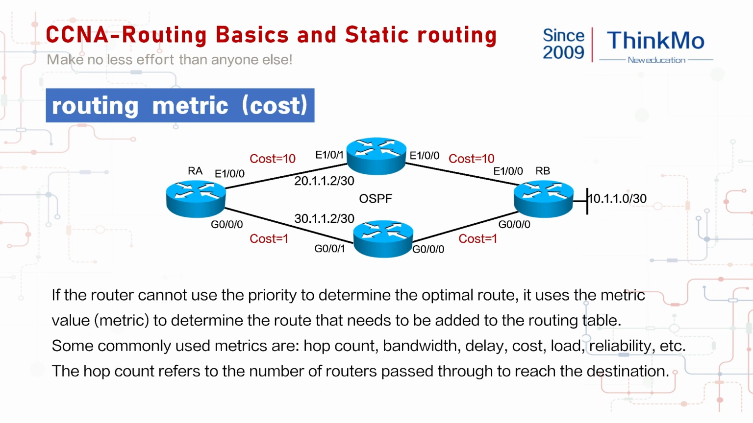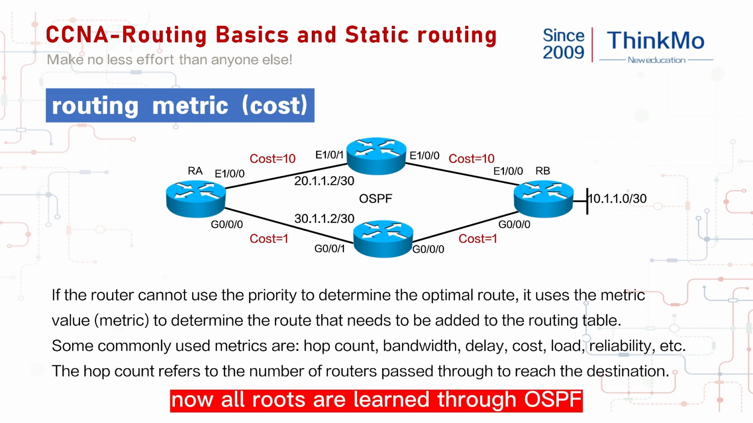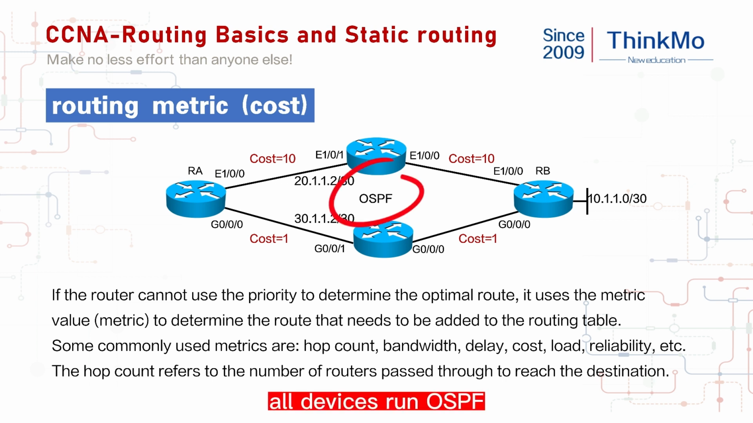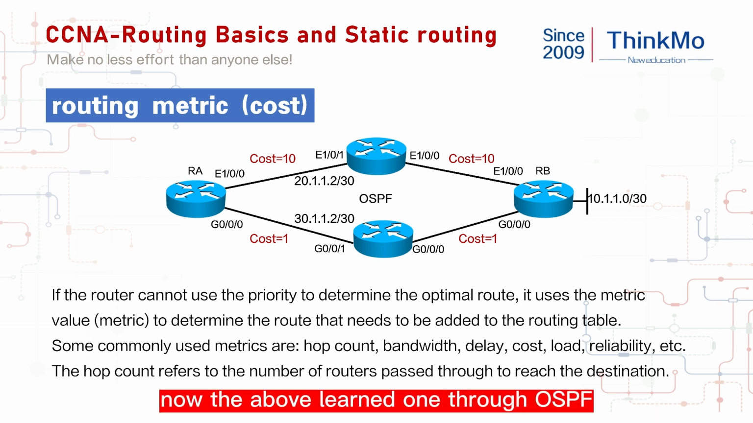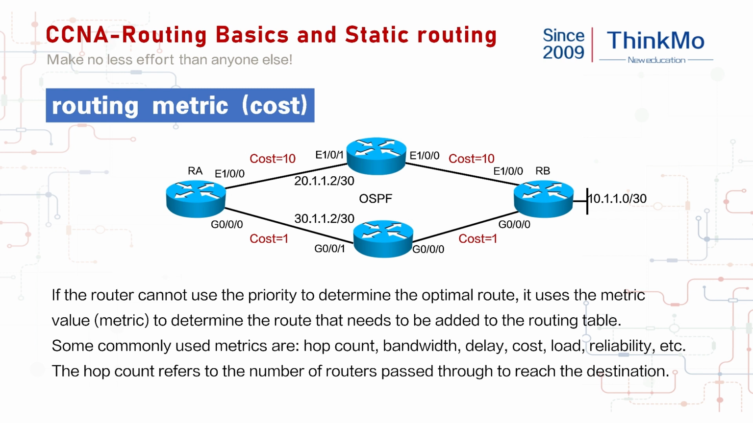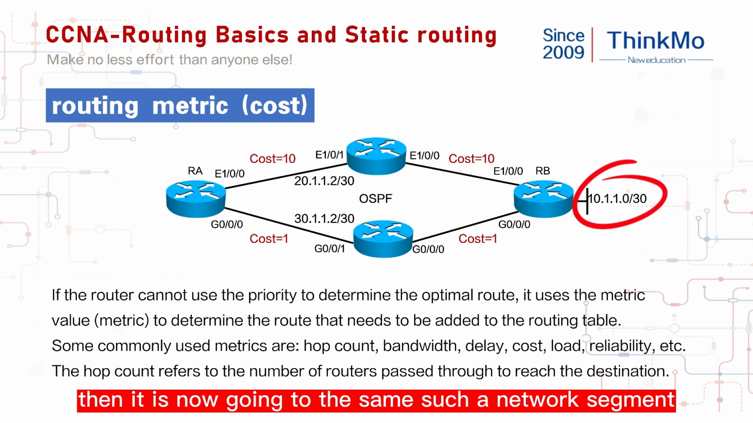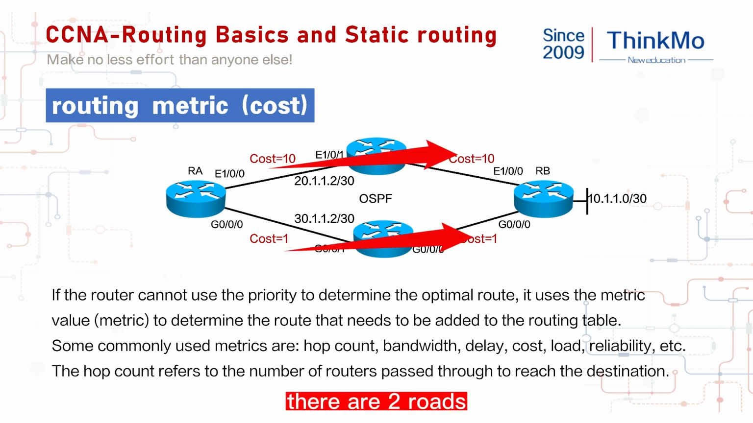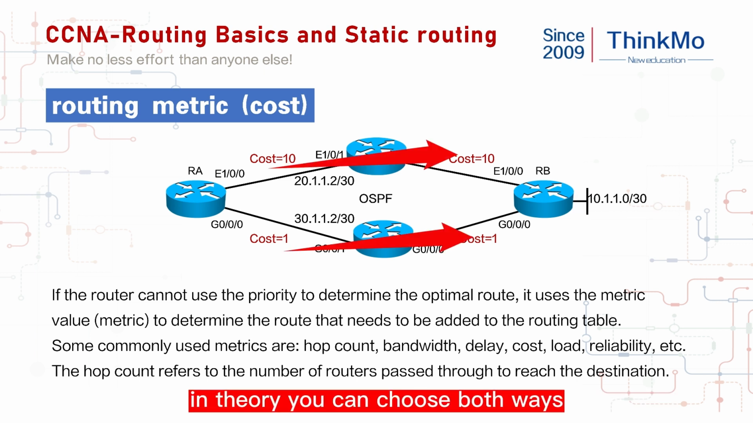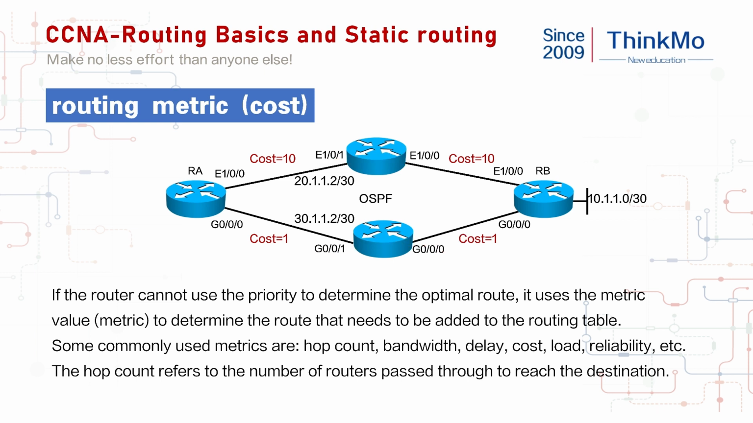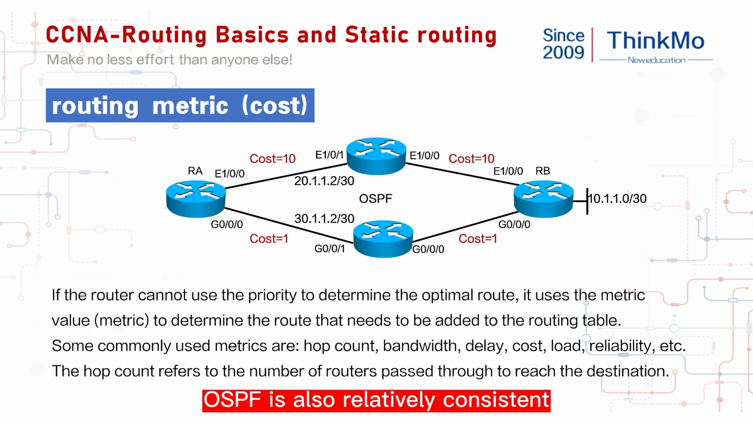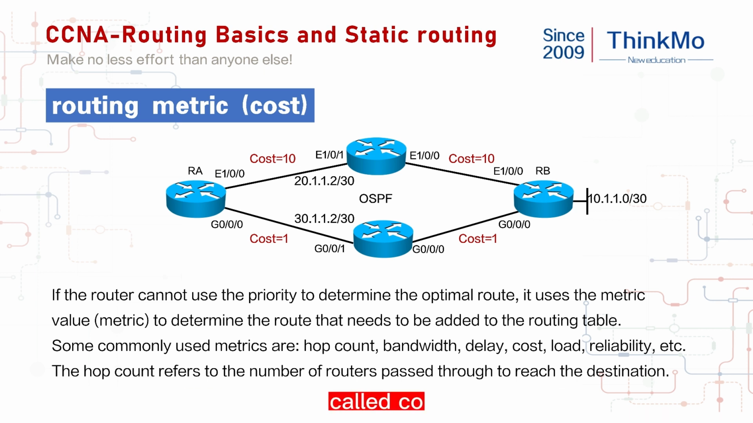Let's take a look. Now all routes are learned through OSPF. All devices run OSPF. The above route is learned through OSPF, and the following is also learned through OSPF. Then it is now going to the same network segment. There are two roads; in theory, you can choose both ways. OSPF is also relatively consistent. At this point we will compare a value called cost.